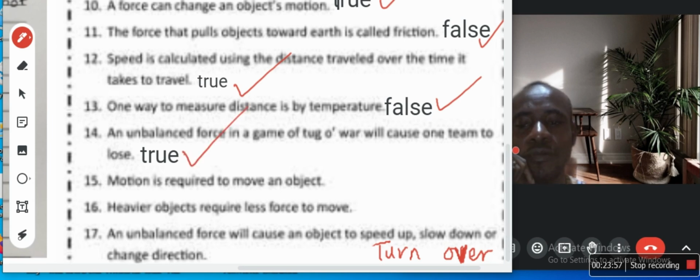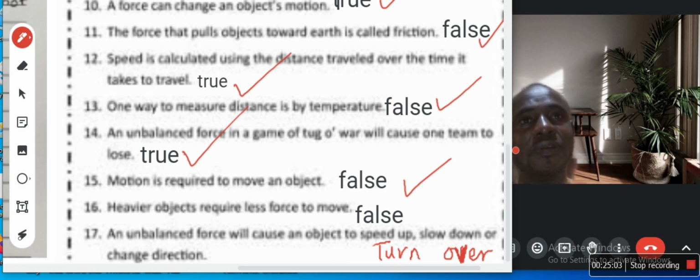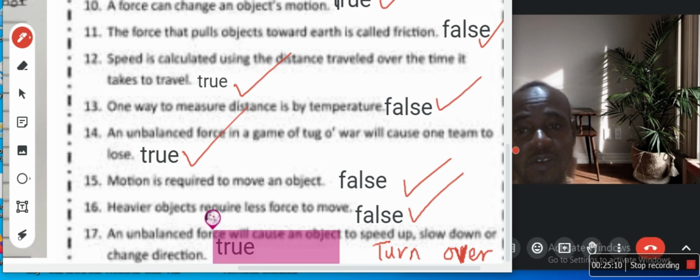Number 15. Motion is required to move an object. True or false? False. Alright. Heavier objects require less force to move. Heavier objects will require more force, isn't it? Yes. Finally, 17. That is all for this page.